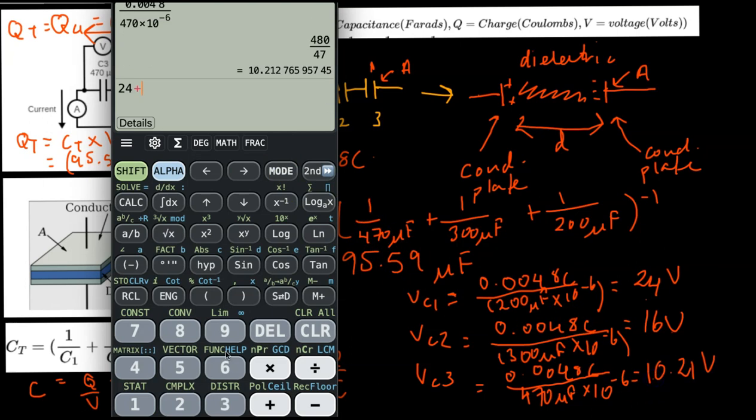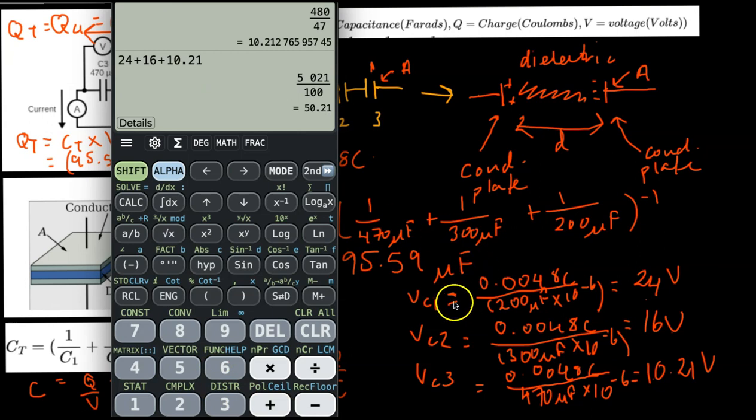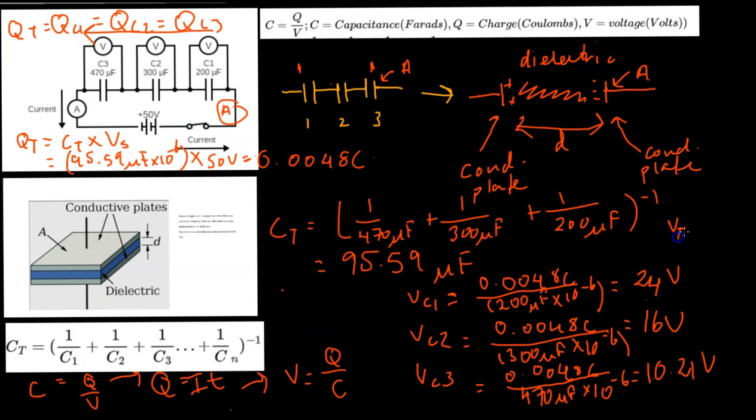Now if we add all these values together, we get slightly more than 50. We get 50.21 volts. I'm just going to write here, V_T 50.21, which is very close to our actual supply, which was given as 50 volts.